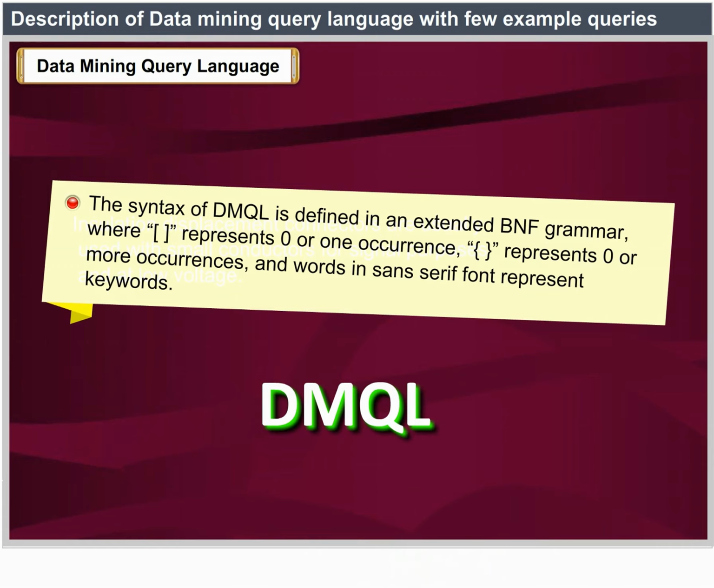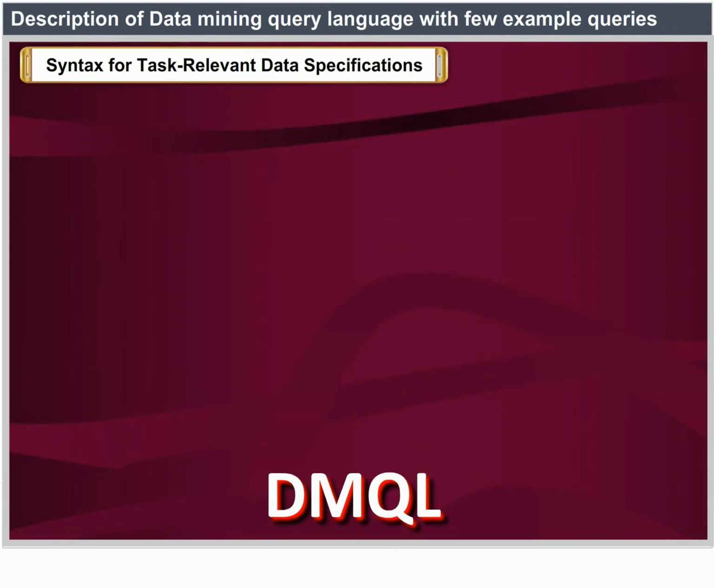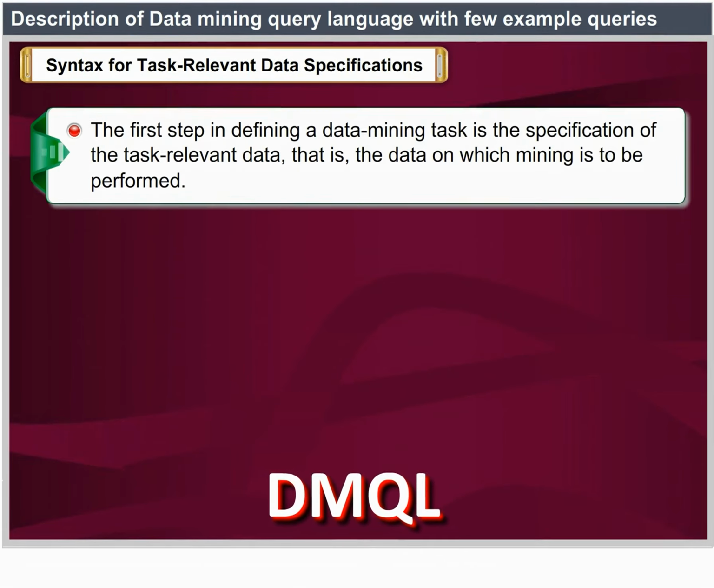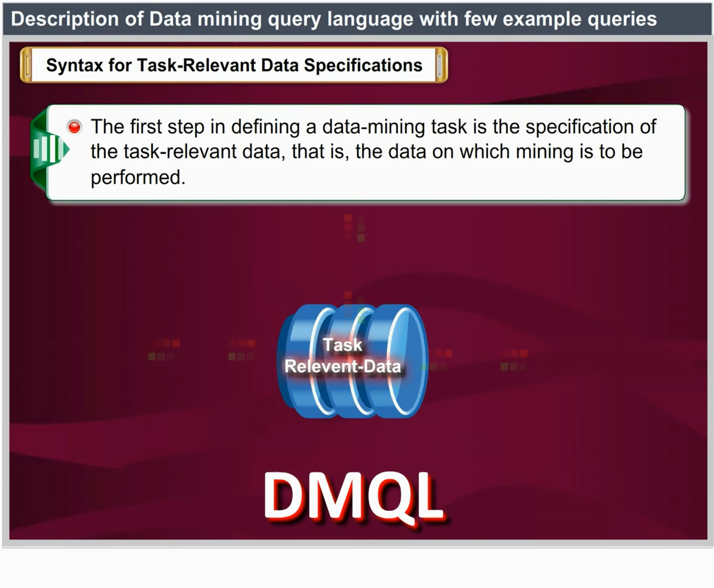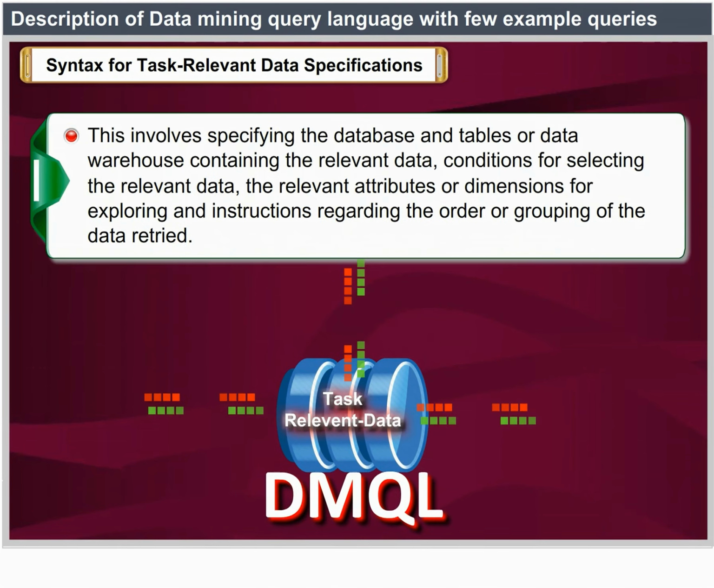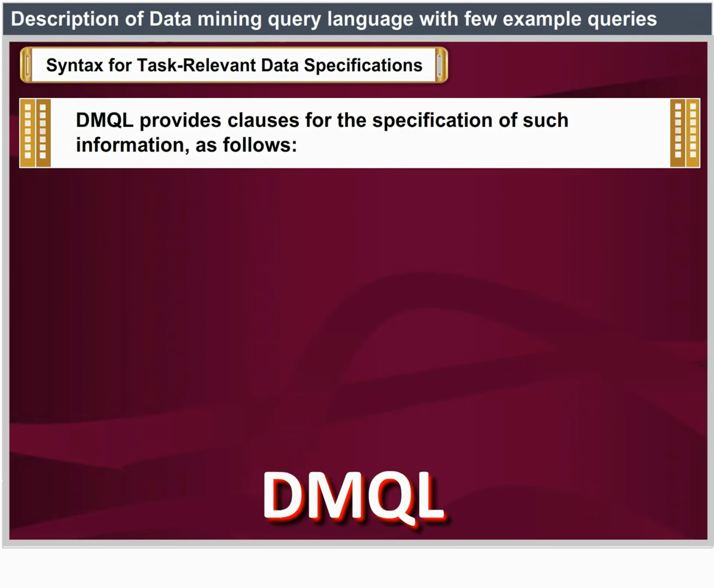Syntax for task-relevant data specifications. The first step in defining a data mining task is the specification of the task-relevant data, that is, the data on which mining is to be performed. This involves specifying the database and tables or data warehouse containing the relevant data, conditions for selecting the relevant data, the relevant attributes or dimensions for exploration, and instructions regarding the order or grouping of the data retrieved. DMQL provides clauses for the specification of such information as follows.